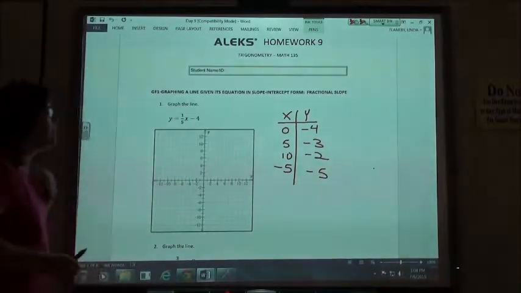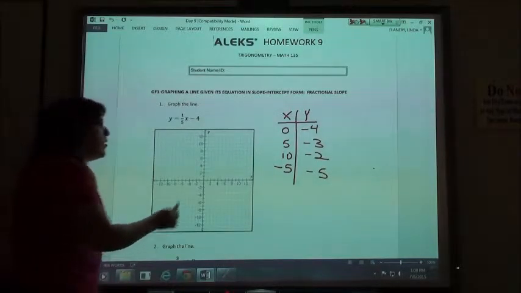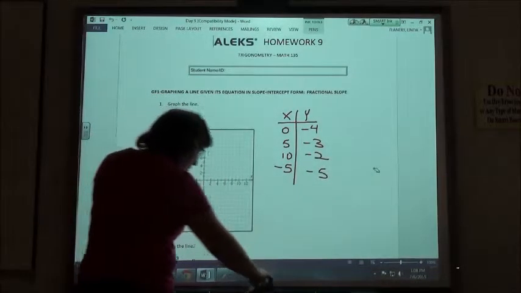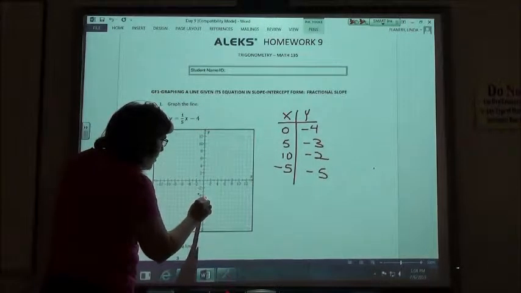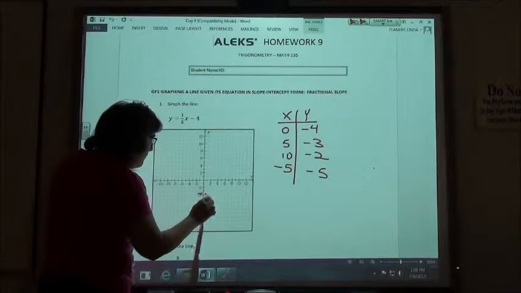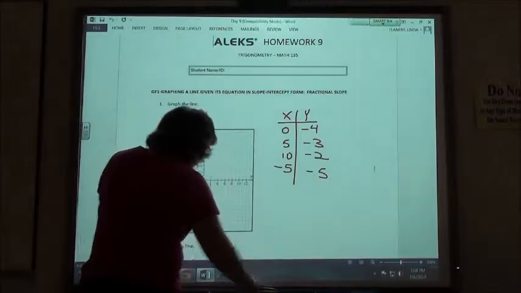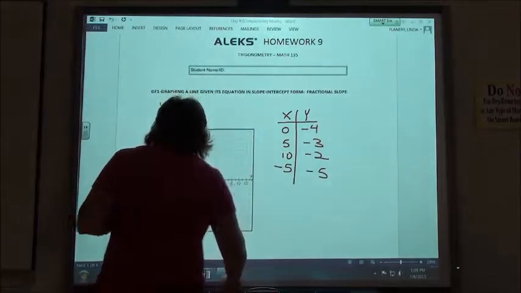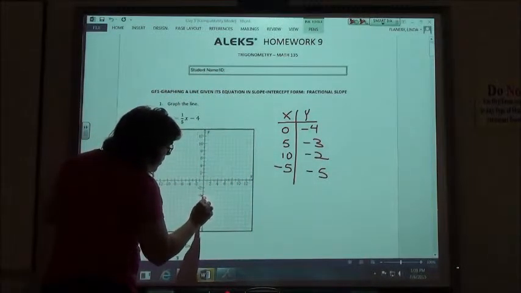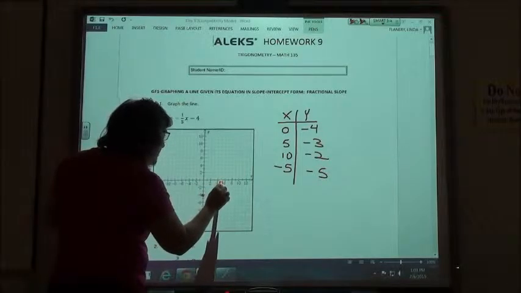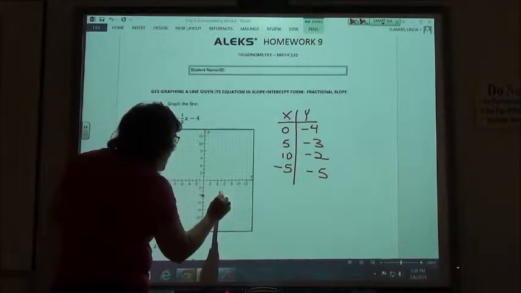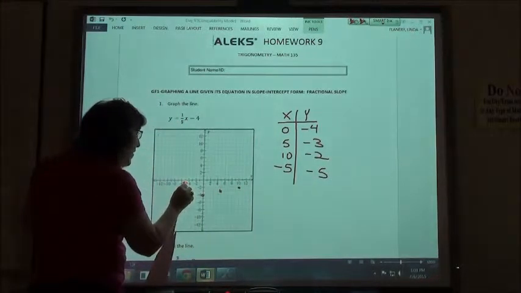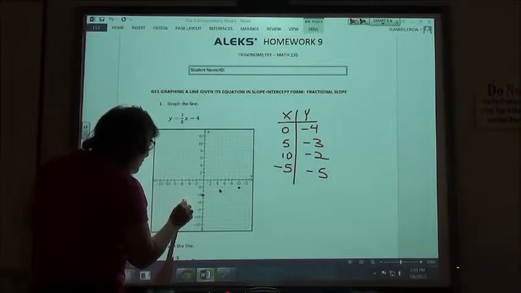I only really technically have to have 2 points. I like to do more than 2 just so I know my line is straight. But we have, whoops, that didn't go anywhere near where I stuck my pencil, but 0, -4 is going to go way off on my plotting points. All right, let's see if it goes where I want it to now. So 0, -4: over 0, down 4. 5, +5, -3: 1, 2, 3. And then 10, -2: 1, 2. And if I did -5, I'm at -5: 1, 2, 3, 4, 5.